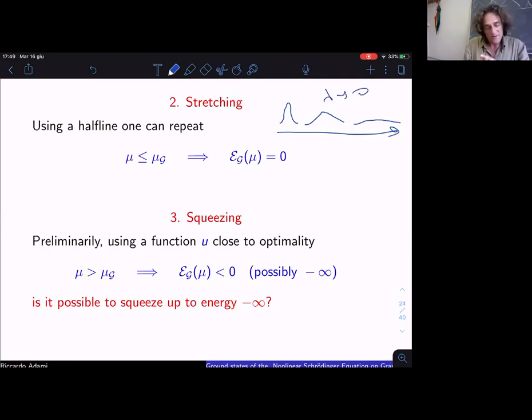So in graphs, we can repeat exactly the same procedure. Why? Because we have half lines, and so we can use them to stretch.